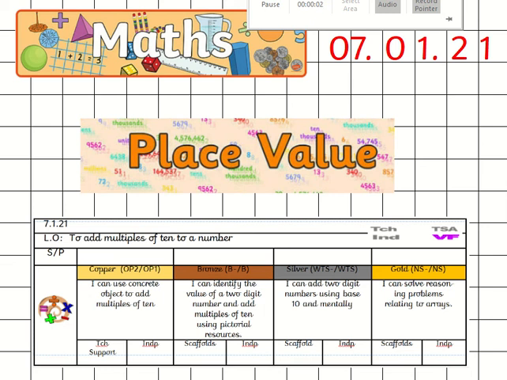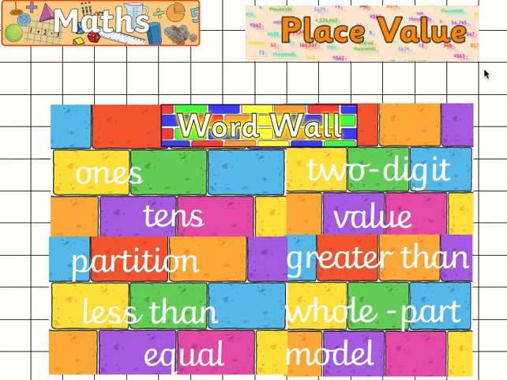Okay then guys, so again we're here with some more maths and we're still looking at place value, but this time we're going to be using our place value to add different multiples of 10. So that means partitioning the number still and then adding to that number to make the number bigger, because when we add, the number increases.